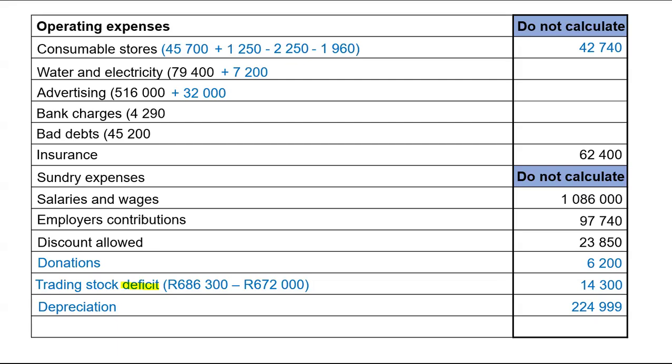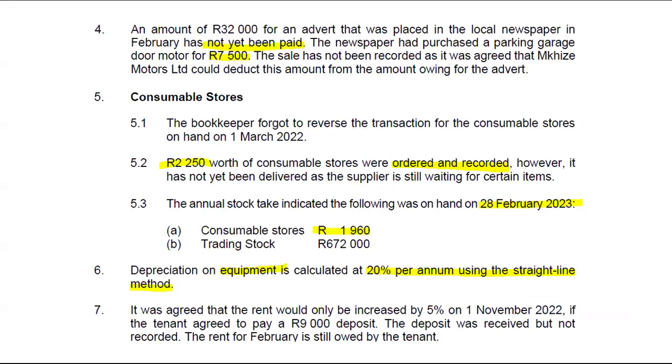Let's move on. It says here, it was agreed that the rent will only be increased by 5% on the 1st of November 2022 if the tenant agreed to pay a 9,000 deposit. The deposit was received. So by saying this, it means that that 5% is effective, but not recorded. The rent for February is still owed by the tenant.